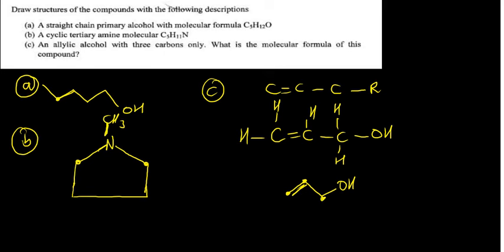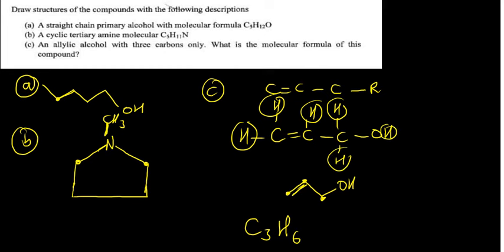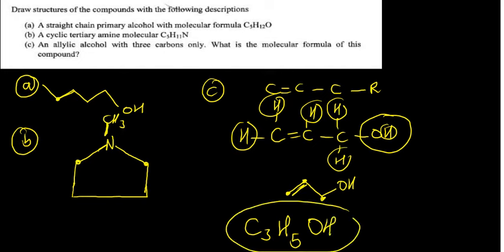Now what is the molecular formula? You can see we have 3 carbons, and then how many hydrogens are here? 1, 2, 3, 4, 5, 6. So there are 6 hydrogens. But I'll not write the whole 6. I'll write 5, and then this hydrogen I'll take together with the oxygen as OH. So this will be the molecular formula.